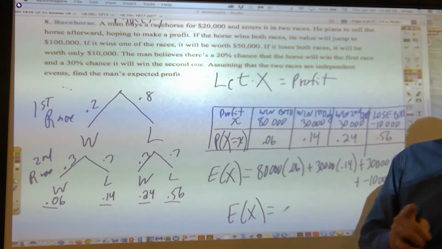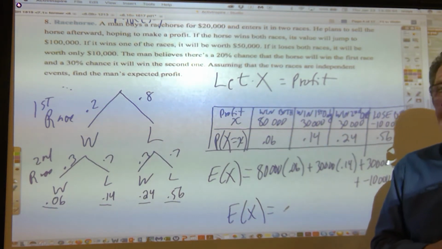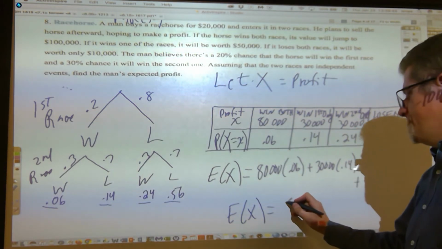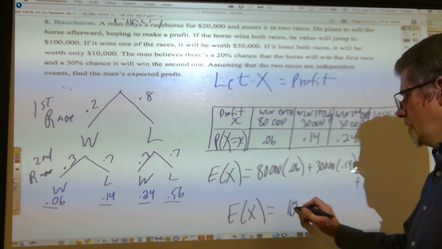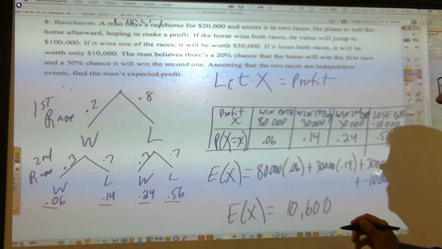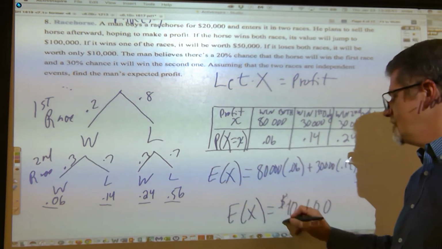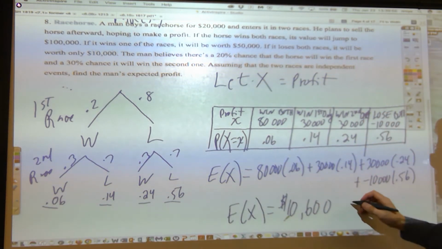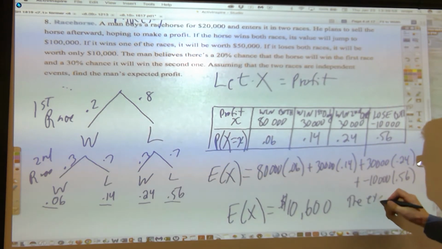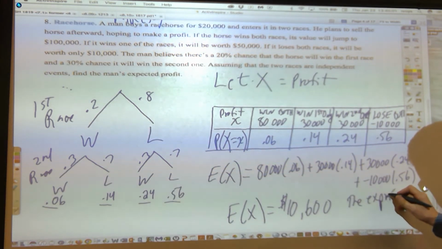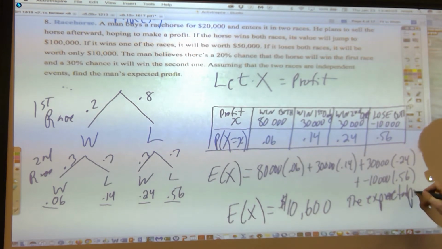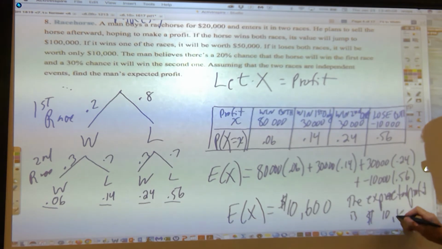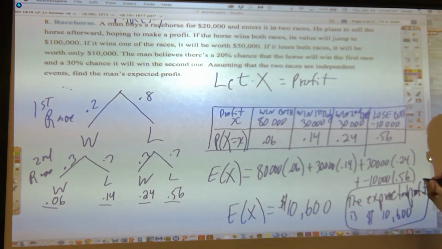So please raise your hand if you found a fellow group member who agrees with your calculation. Got $10,600. Yeah, 10,600 is not correct because it needs units. So Graham was correct in saying 10,600 dollars is the expected profit. So we can put in sentence form the expected profit. Good job, Dan. The expected profit is $10,600. Any questions on how to find expected profit?